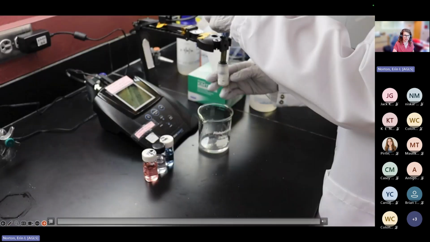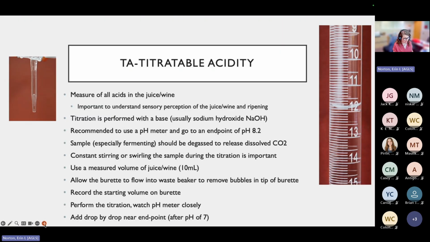Okay, next up, TA. The way I'm going to be talking about TA has a lot to do with pH as well. So what is TA? It's a titratable acidity. It's the measure of all of the acids in the juice or the wine. So it is important when it comes to sensory perception. It also gives us a good indication of ripening to know how much tartaric and malic and citric, which are probably the primary ones, how much is in the berries themselves, because we do want to see that decrease during the maturity.